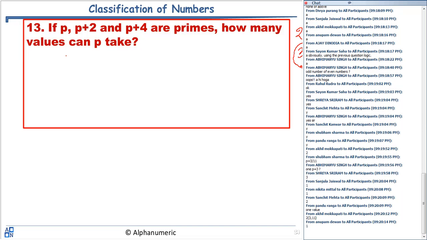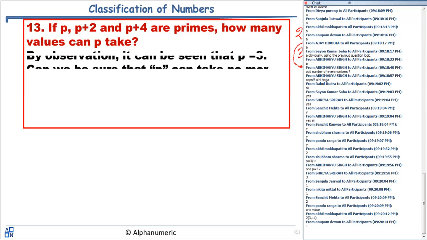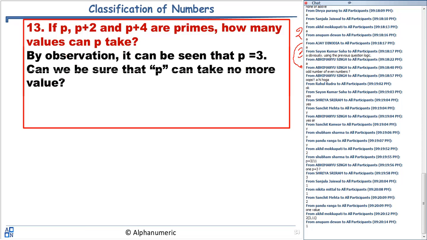After 3, there are a lot of prime numbers, so definitely we cannot take it out. We cannot go for hit and try. Let's try with 5, 7 and 11. But remember one thing, that after 2 and 3, each prime number can be written in the form of 6k plus minus 1.